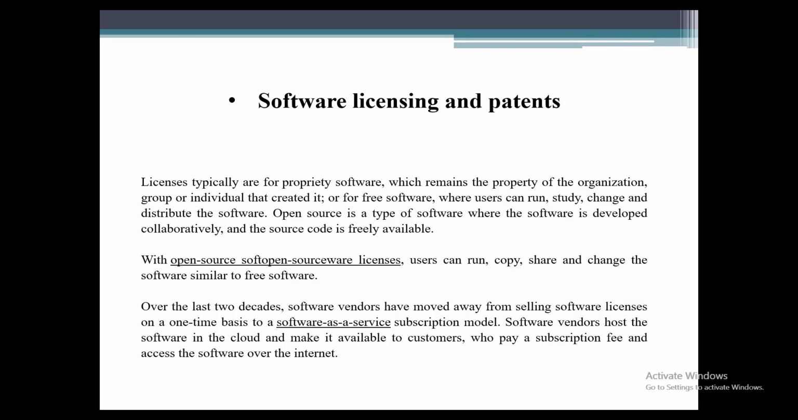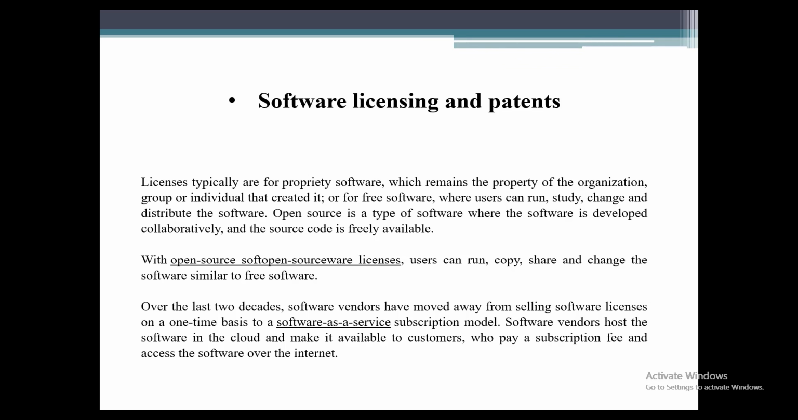For free software, the user can run, study, change, and distribute the software. Open source is a type of software where the software is developed collaboratively and the source code is freely available. With an open source software license, users can run, copy, share, and change the software similar to free software.